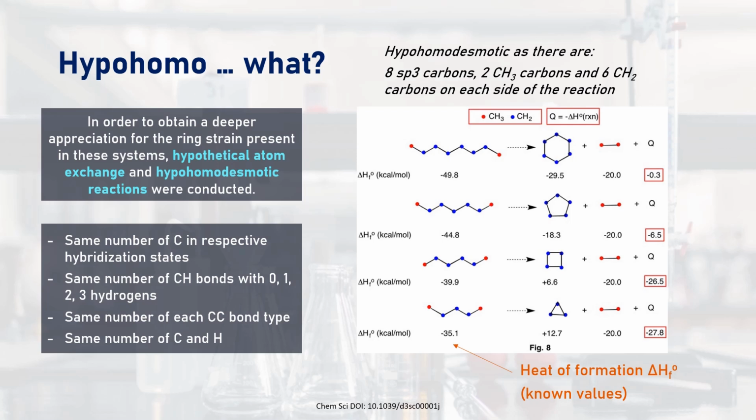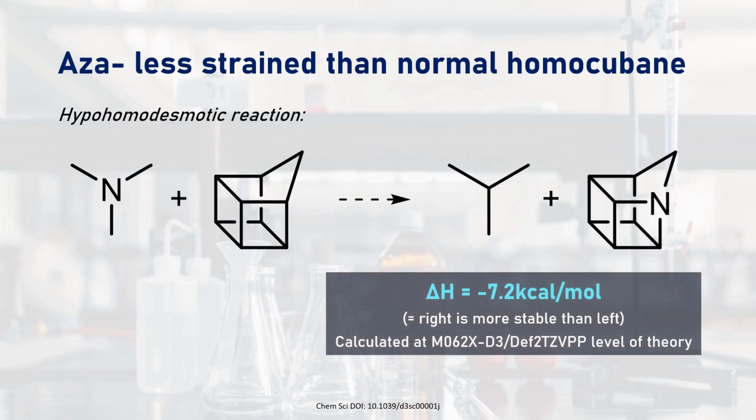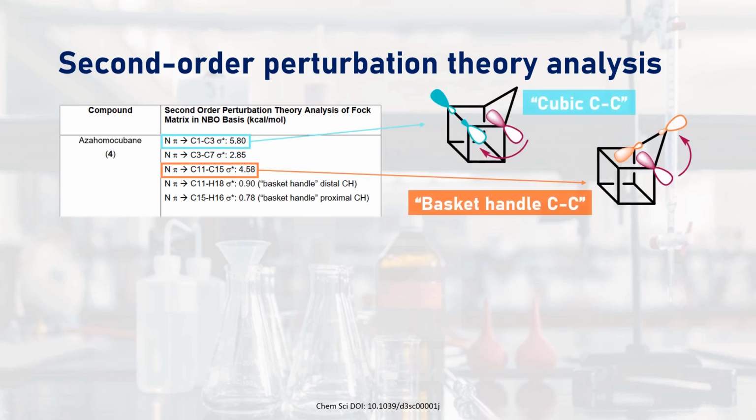You can see that while cyclohexane has a Q of almost 0 because it is not strained at all, the Q value is much higher for cyclopentane, cyclobutane, and cyclopropane as their strain increases. Applying this methodology to our question, we see that azahomocubane is significantly more stable than the all-carbon homocubane. But why is that? To shed some light on this, they modeled nitrogen lone pair sigma star interactions with the carbon framework. This revealed that there is substantial hyperconjugation from the nitrogen with both adjacent cubic and basket handle C-C bonds, somewhat stabilizing the system compared to normal homocubane.